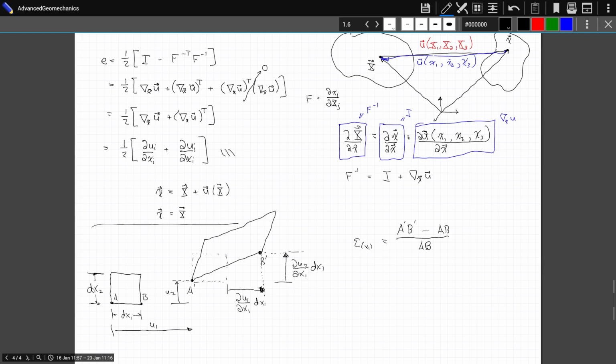So we're just saying this line segment minus that line segment divided by that line segment. It's the normal kind of undergraduate definition of strain, right? Well, you see that AB is also dx1. So this is also equal to A prime, B prime minus dx1 over dx1, and that's also equal to A prime, B prime over dx1 minus 1.